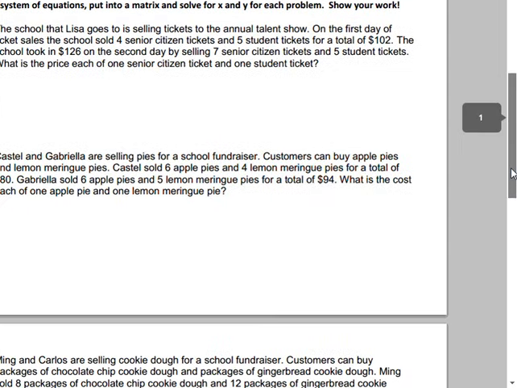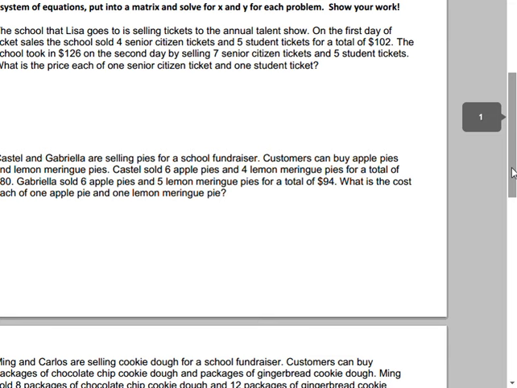This is the harder part. We have to actually write the equations first, then put them into a matrix, then put them in the calculator, and then you have to actually do the right thing to solve it. So, the school that Lisa goes to is selling tickets to the annual talent show. So far, they haven't told us anything that actually matters for an equation. On the first day of ticket sales, the school sold 4 senior citizen tickets and 5 student tickets.